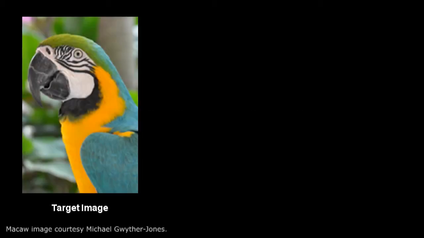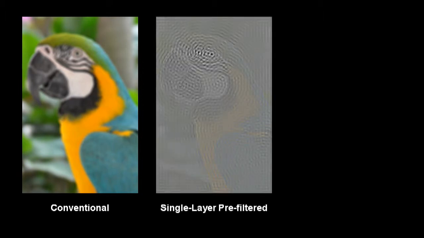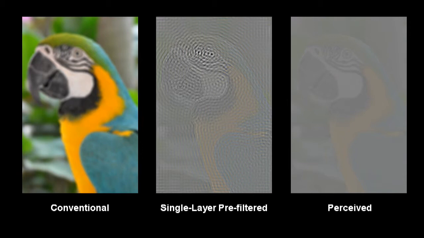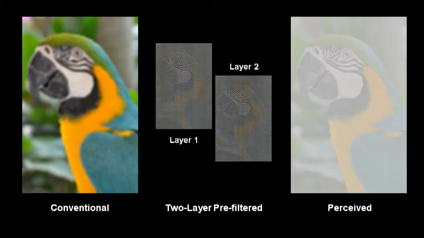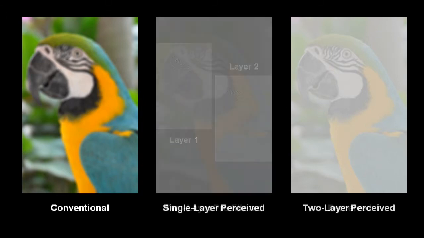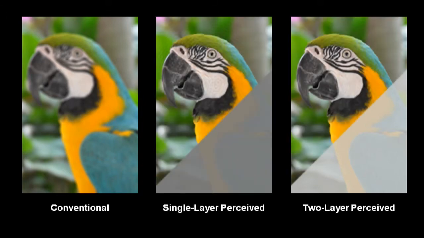We show 3 simulated results with natural images. Here is the original image, the blurred image seen by the viewer, the pre-filtered image displayed on the screen, and the perceived image. Here are the pre-filtered images for a 2-layer display and the corresponding perceived image. As for the eye chart shown before, contrast is enhanced and ringing artifacts are eliminated.